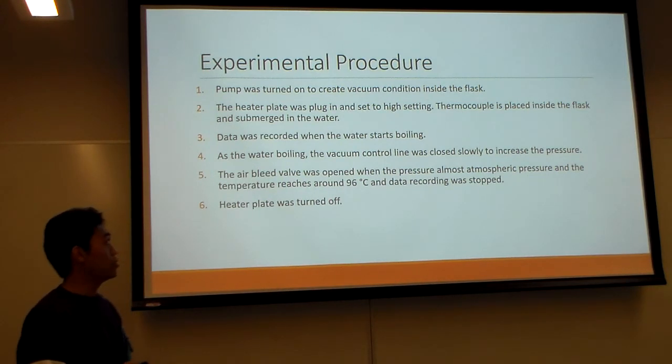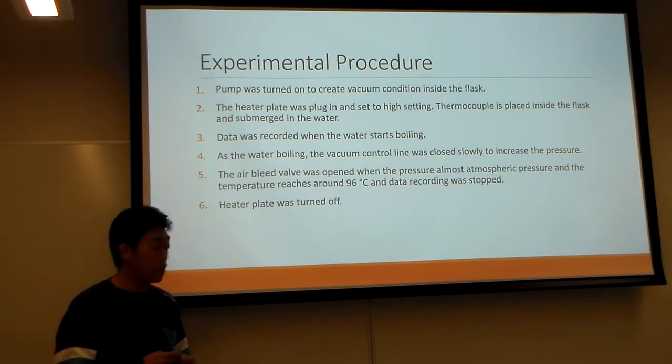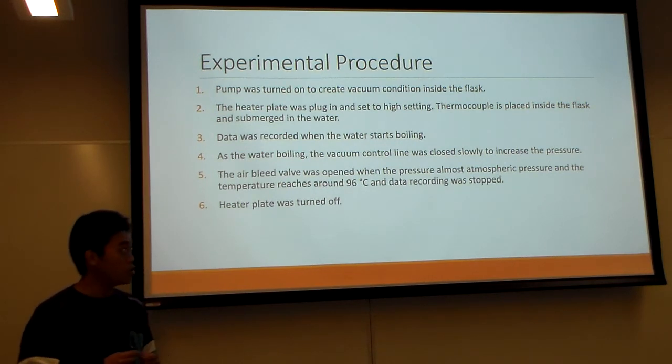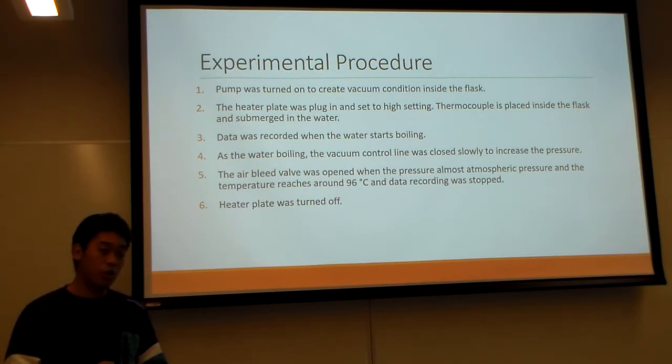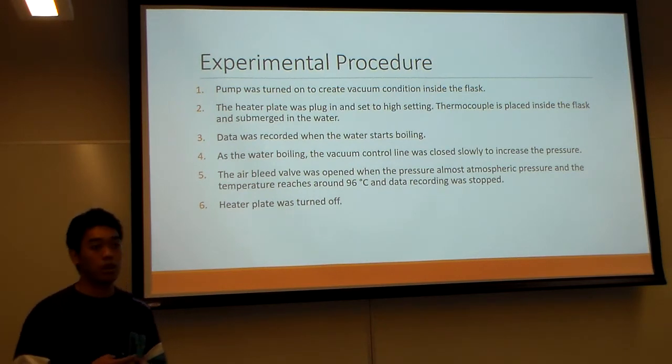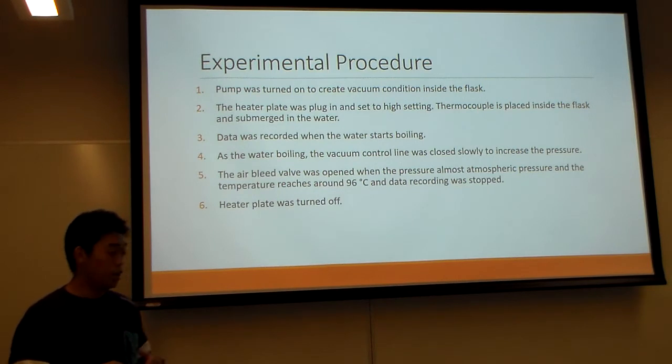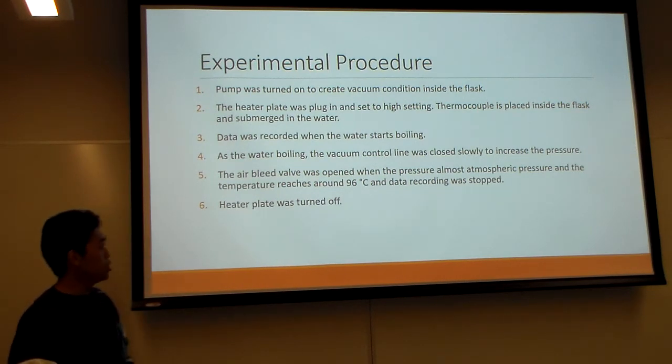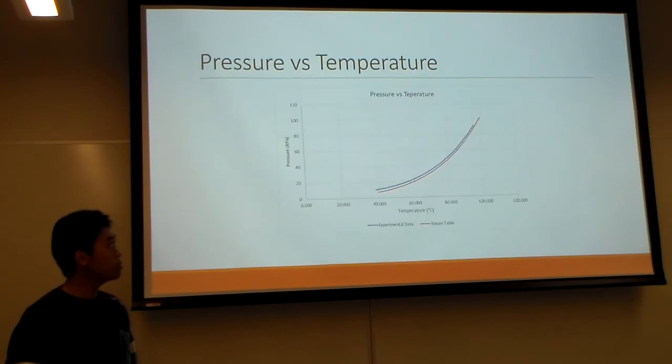And then the data was recorded when the water started boiling. As the water started boiling, the vacuum control line was closed slowly to increase the pressure, and then the air bleed valve was opened when the pressure almost reached atmospheric pressure and the temperature reached around 96 degrees Celsius. After that the data recording was stopped, and then the heater plate was turned off.